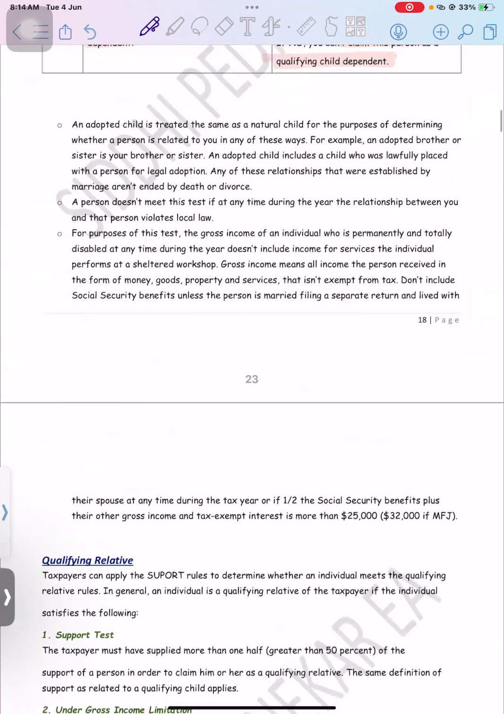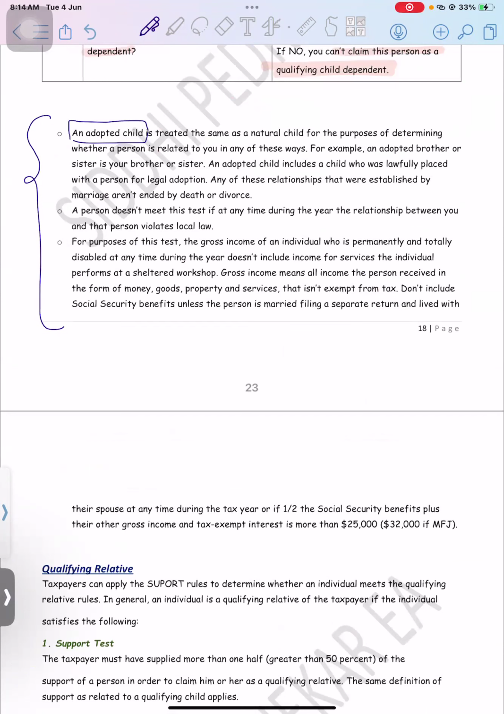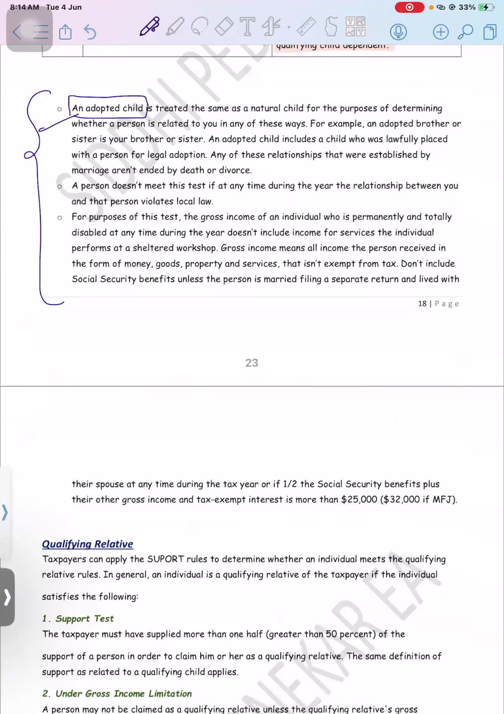Adopted child: for the purpose of an adopted child, how are you going to treat that child? It will be considered as your own child only. You don't have to consider any separate treatment. Okay. The definition of adopted child is given. That person should be lawfully adopted. The child can be a foreign child also. That's fine. A person doesn't meet this test if at any time during the year the relationship between you and that person violates local law.